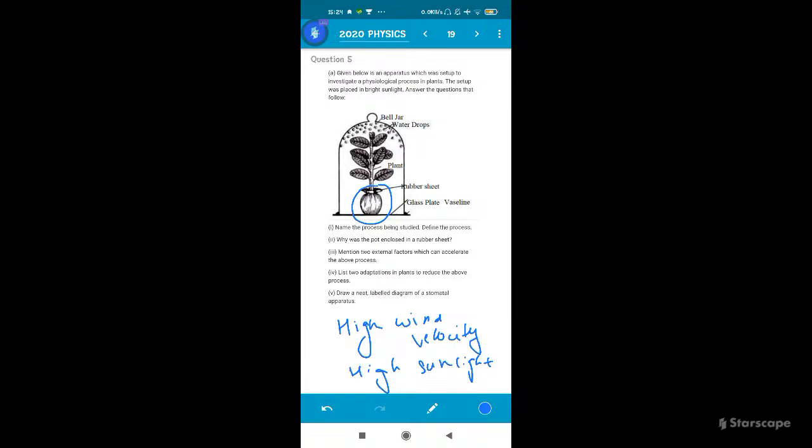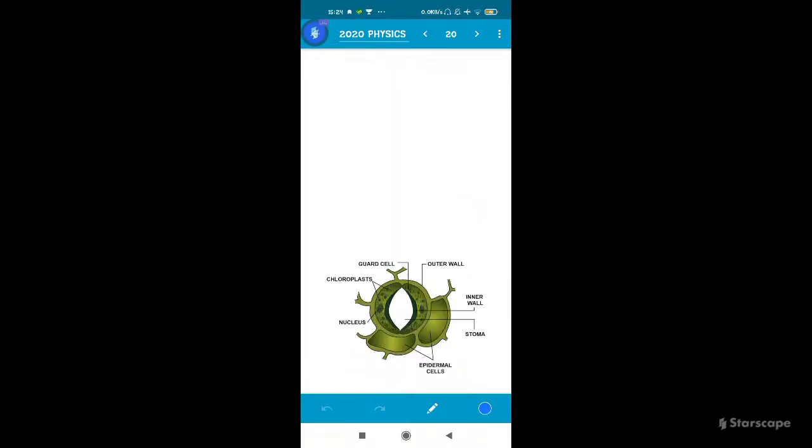Okay. Now your next question is, draw a neat labeled diagram of a stomatal apparatus. This is also directly from your book. So this is the diagram. So such a diagram is given in your book also. Make sure that you are also mentioning the epidermal cells, the guard cells. You are writing, you are labeling it properly. Otherwise you will not get full marks for this question. So this is your required diagram. Hope it is clear.